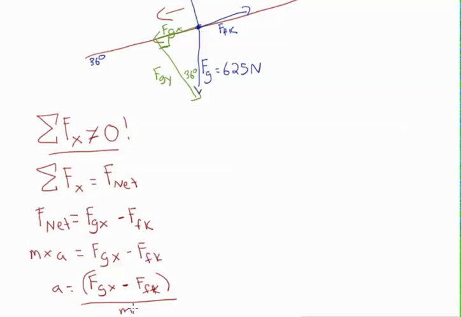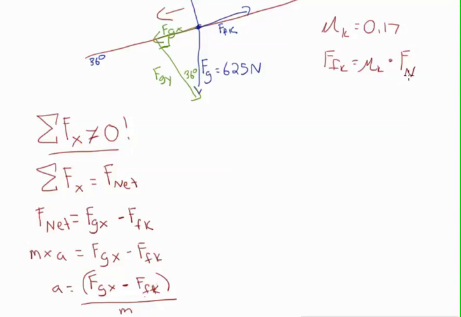We need the x component of the weight, which we can get with our triangle, and we need the frictional force, which we could get if we had the normal force. Because remember, we were told that this is 0.17, and we know that it equals this times this. So we need to get the normal force.